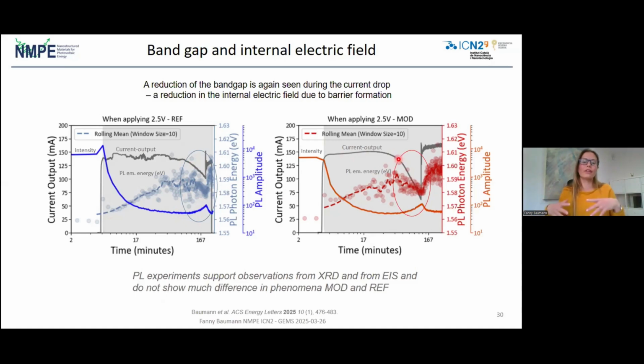And this we interpret as a reduction of the internal electric field inside the device that's caused by this injection barrier that should be happening at the interface. So we're very happy that all our experiments supported each other, and that the phenomena in general seem to be the same for both reference and modification. We also saw that devices that were biased for a long time tended to short circuit.